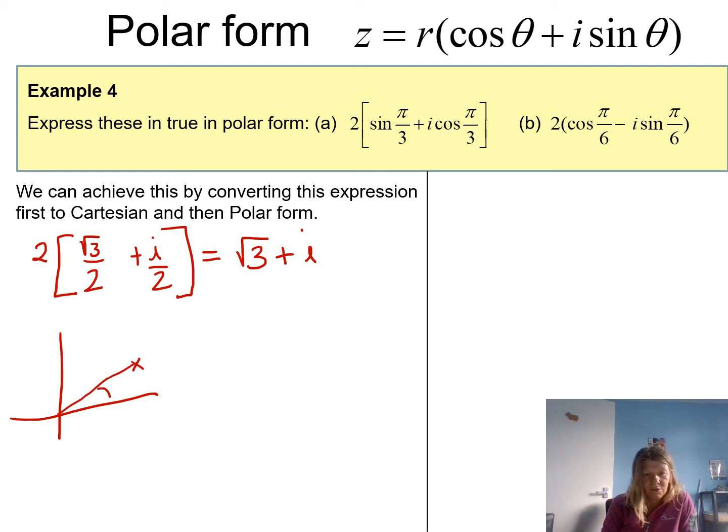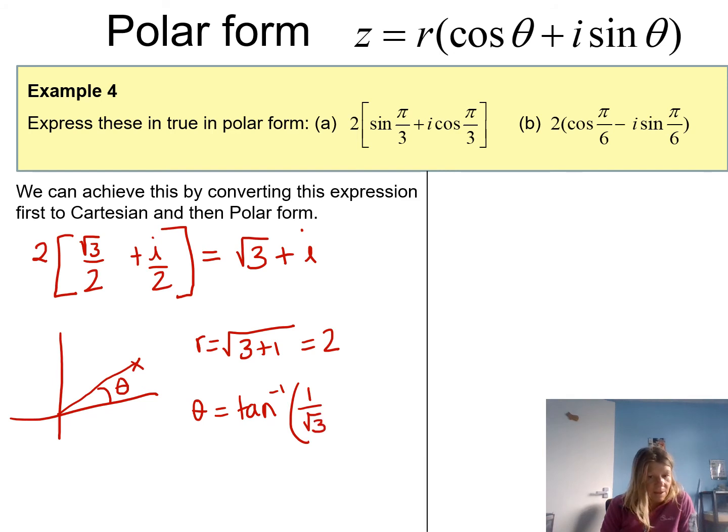We're after that angle theta there. So if we remember all the rules, the modulus, which we call R, of the complex number will be root of 3 plus 1, which is 2, and theta equals tan to the minus 1 of b over a. It's a well-known one as well, pi by 6. So you've got your polar form.